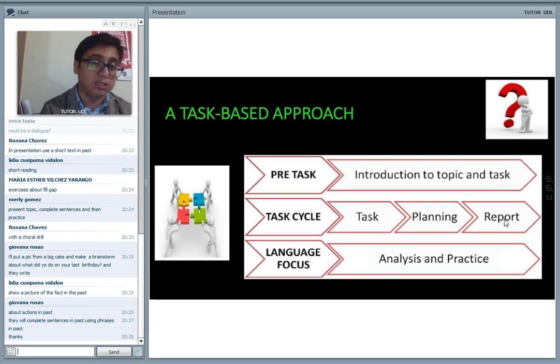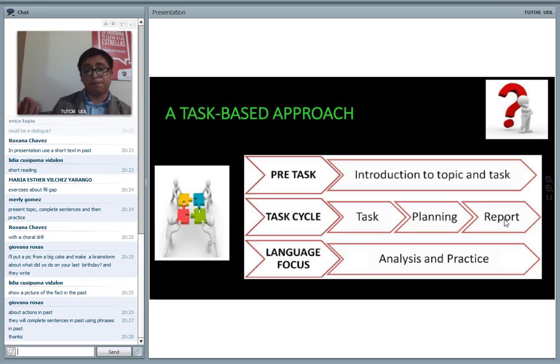task-based approach or TBL, task-based learning. It has the same meaning. There are different kinds of names, but one of the most common is task-based approach or task-based learning. So here it has 3 steps like the PPP, but in fact, the second stage has more activities to be done. Okay? So here you have a picture. For example, the task-based approach is divided into 3 parts.